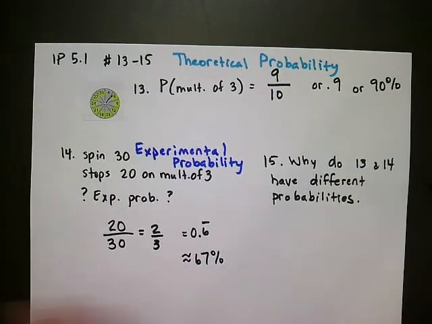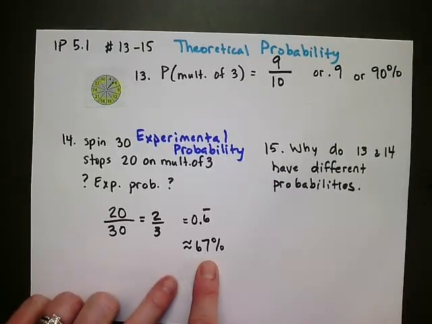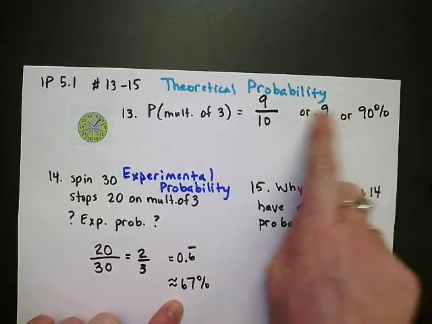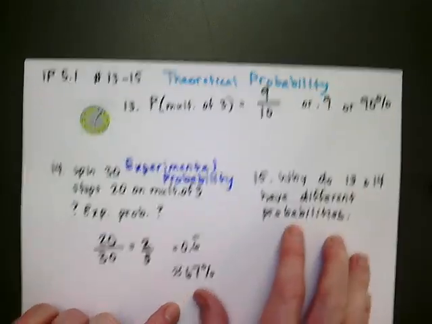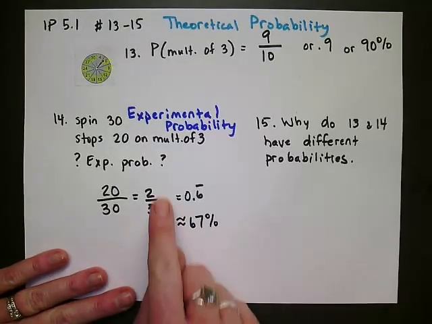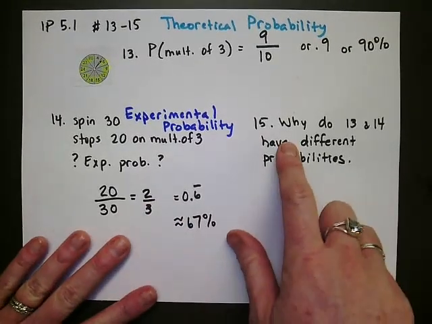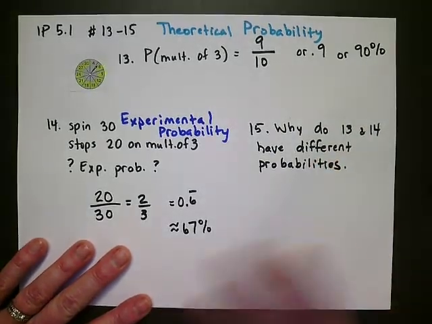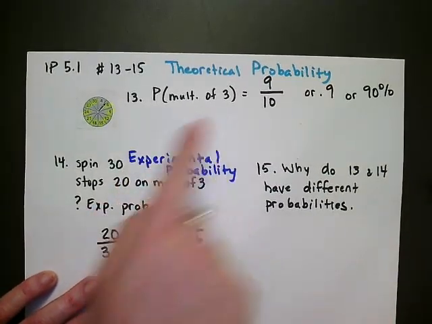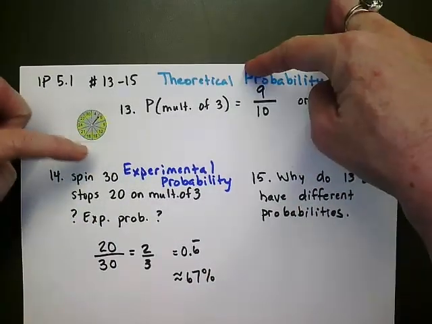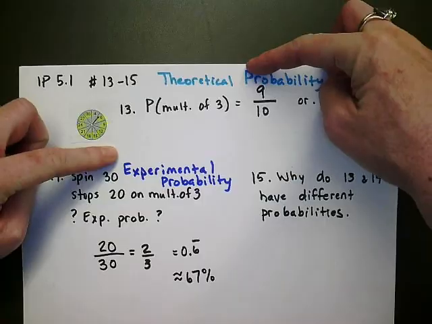It's about 67%. Okay, so actually quite a bit lower than the theoretical probability. We expected it to land there 9 out of 10 times, 90% of the time, but it actually only landed there about 67% of the time, 2 out of 3 times. Okay. Now the question is then asked, why do 13 and 14 have different probabilities? It was the same general idea, landing on a multiple of 3. Well, that comes down to understanding the difference between theoretical probability and experimental probability.